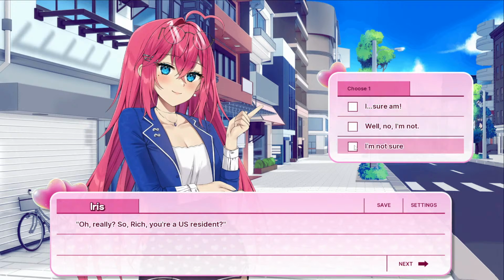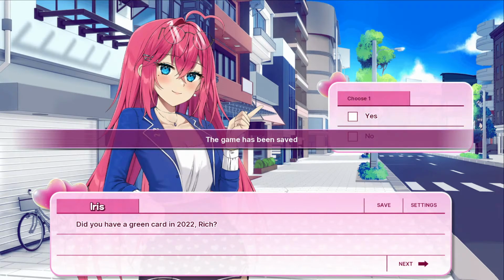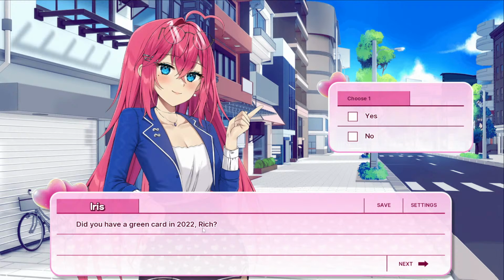Let's say I'm a foreigner. Since we're new to this town, I'll say I'm not sure. Well, let's save it here. Do you have a green card in 2022? So this is for tax year 2022.